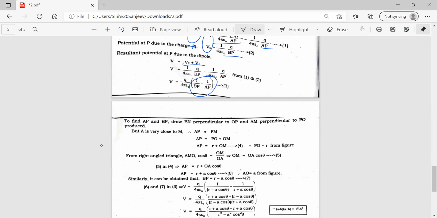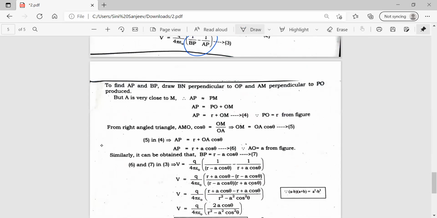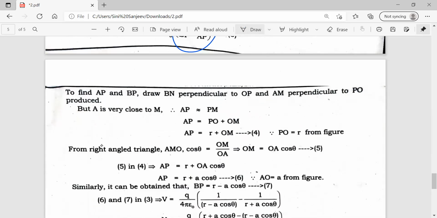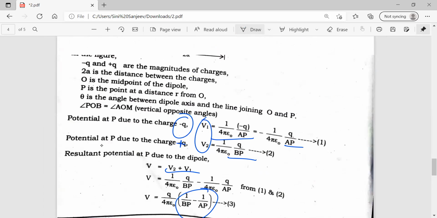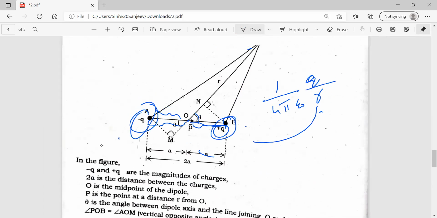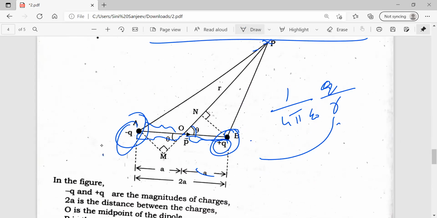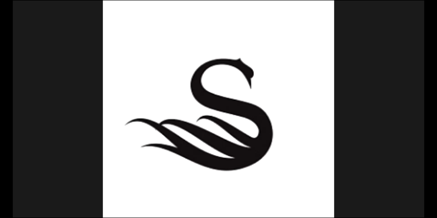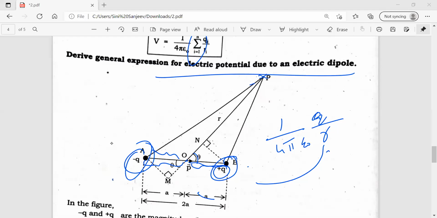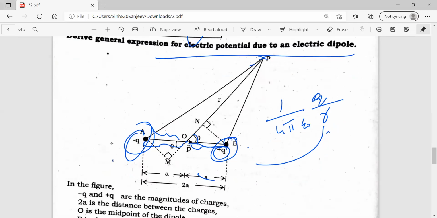So here we can clearly see that AP is equal to R plus OA cos theta. So basically what they're trying to tell here is, this is my AP thing. Let me share it. This is my AP, correct? And I told you that we have to use what? The two components as well as maybe the Pythagoras theorem if it is required.